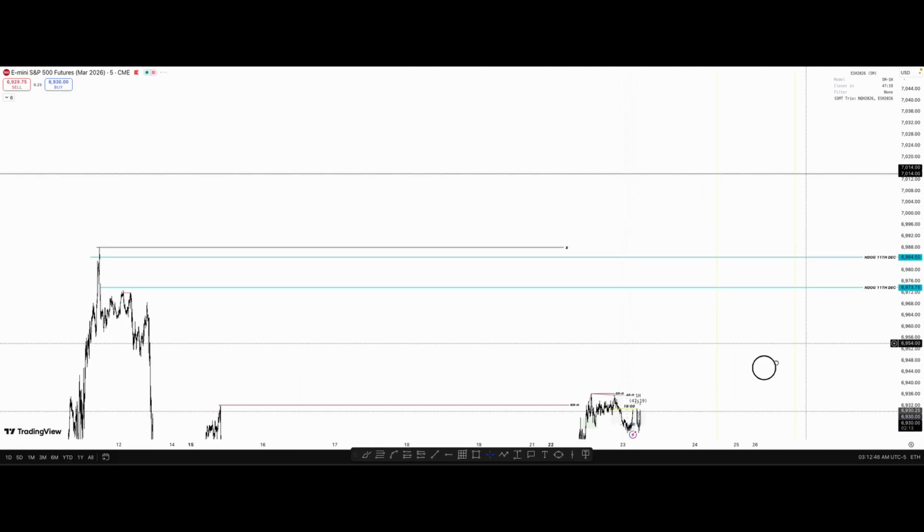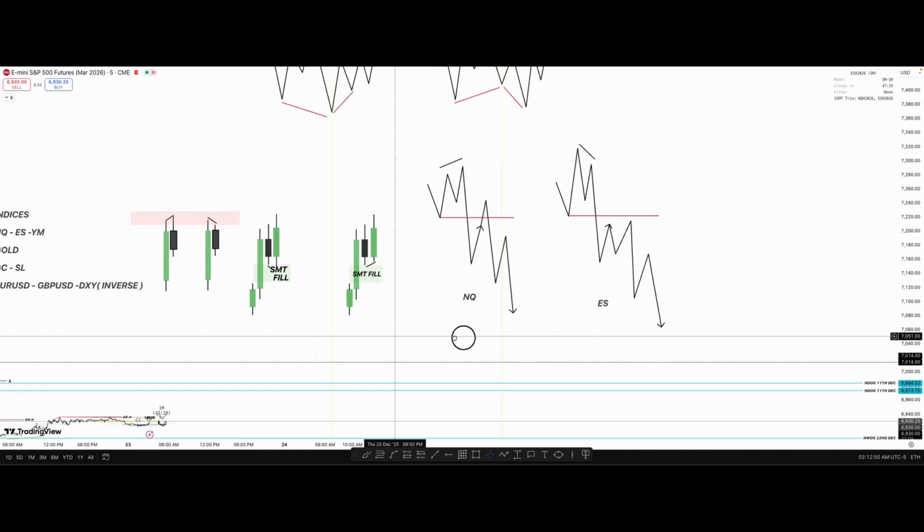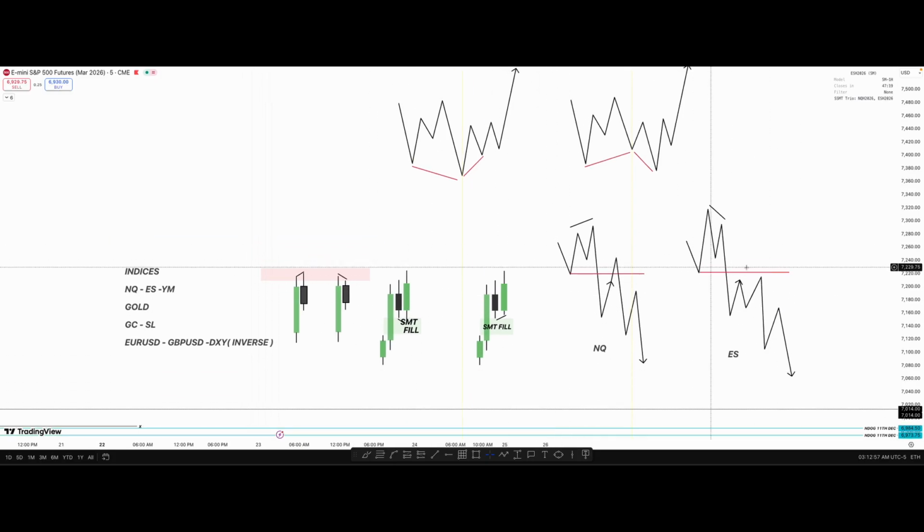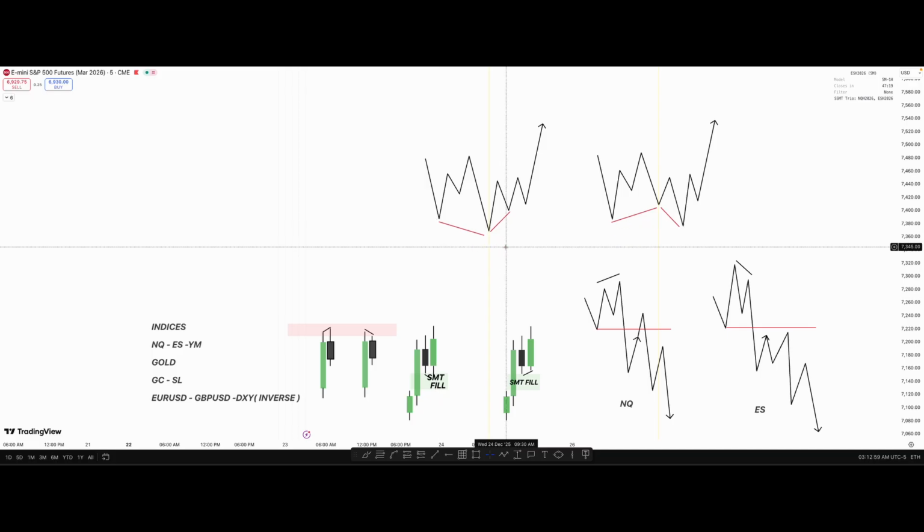Is everything clear in SMT? That's all there is, nothing more than that, bro. First is this one, second is the SMT fill thing, the order block fills. This is SMT, SSMT, two SMT.